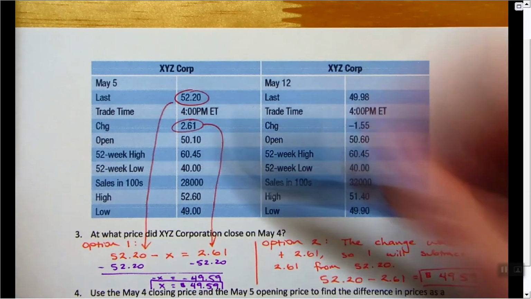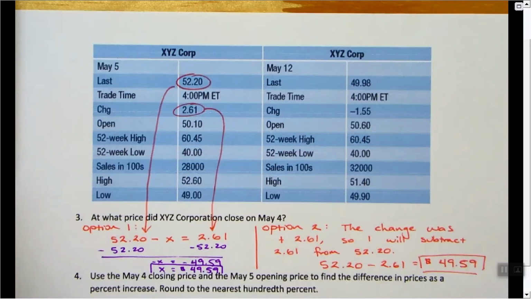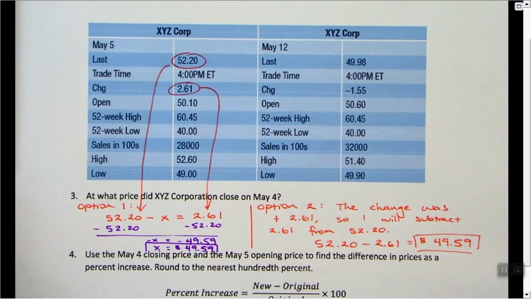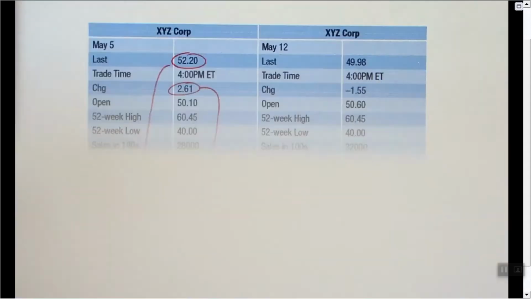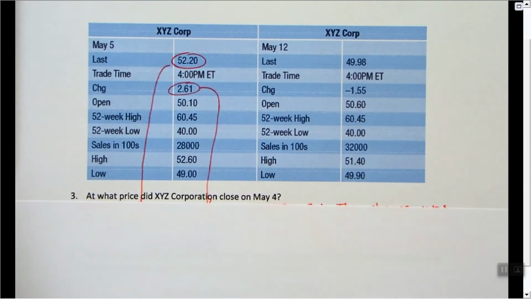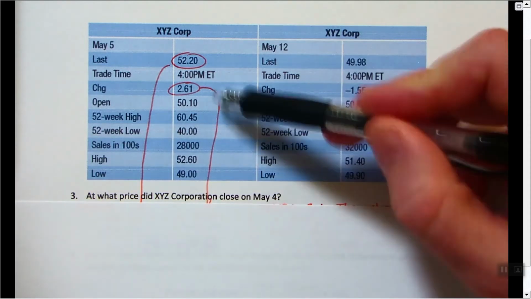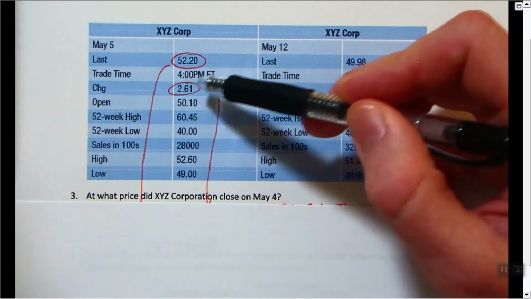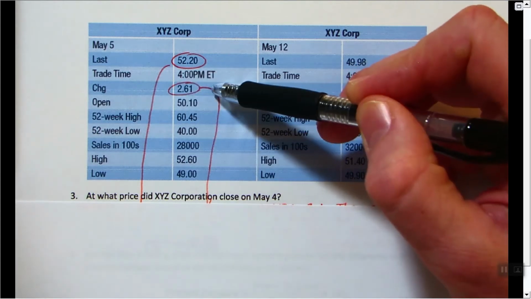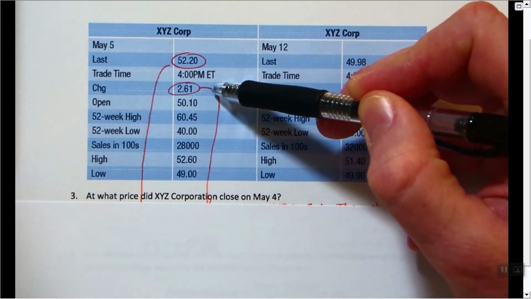So here I have the exact same chart that we saw before, but some more questions about that chart. Number 3 asks, let me get a piece of paper here to kind of cover up as I go. The question asks, at what price did XYZ Corporation close on May 4th? Well, I don't have data for May 4th, but I do have this change, okay? And so this is the difference between the previous day's closing price and the present day's closing price, okay?